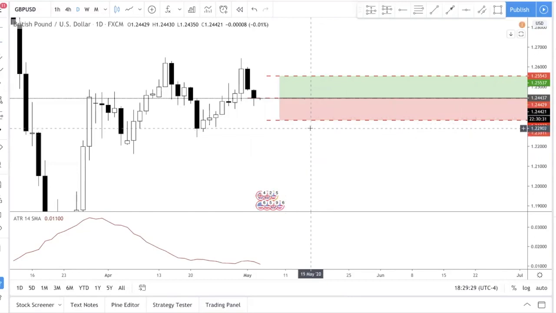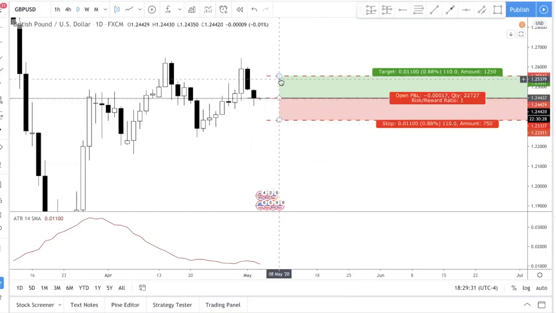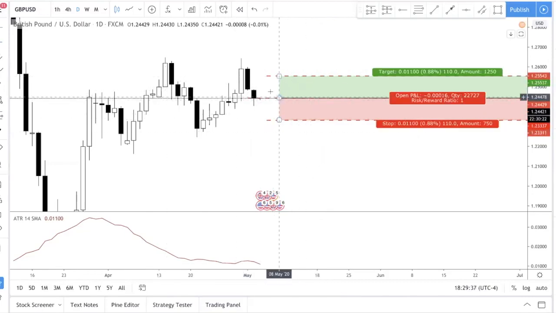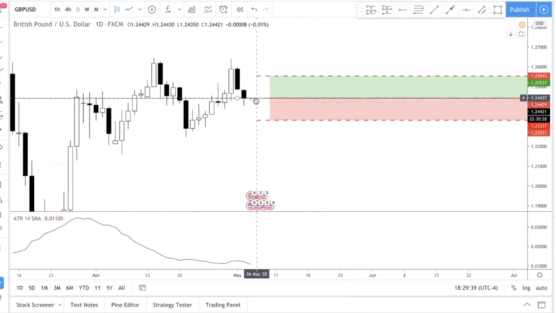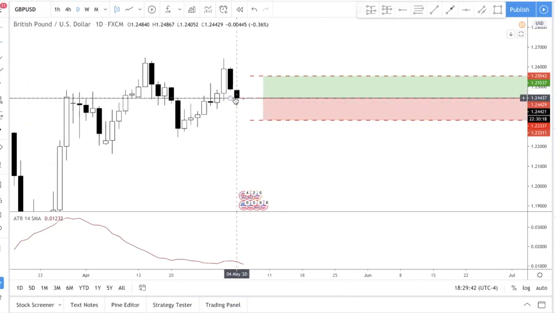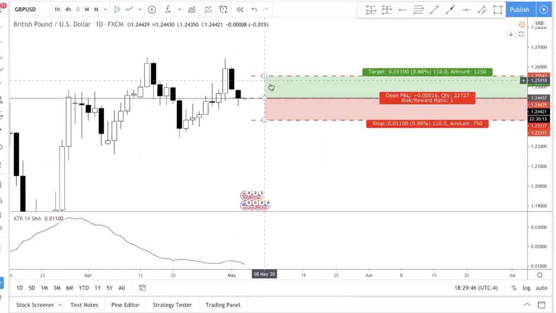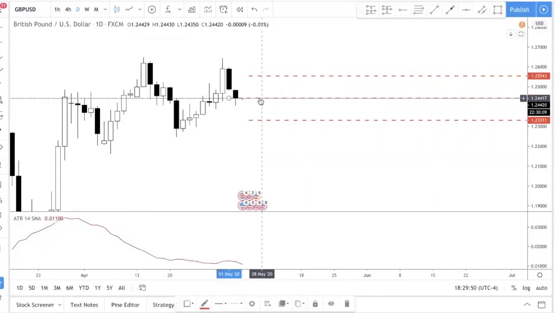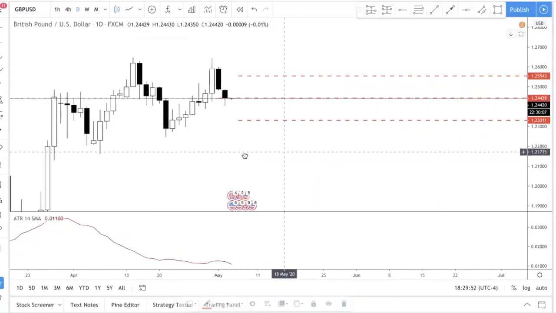It's not for sure. Please understand that this is just a projection. You can also use a calculator to take this price, which is 1.24429, plus 110 pips and minus 110 pips, and you plot your level. That's how you get the so-called projected range for today.